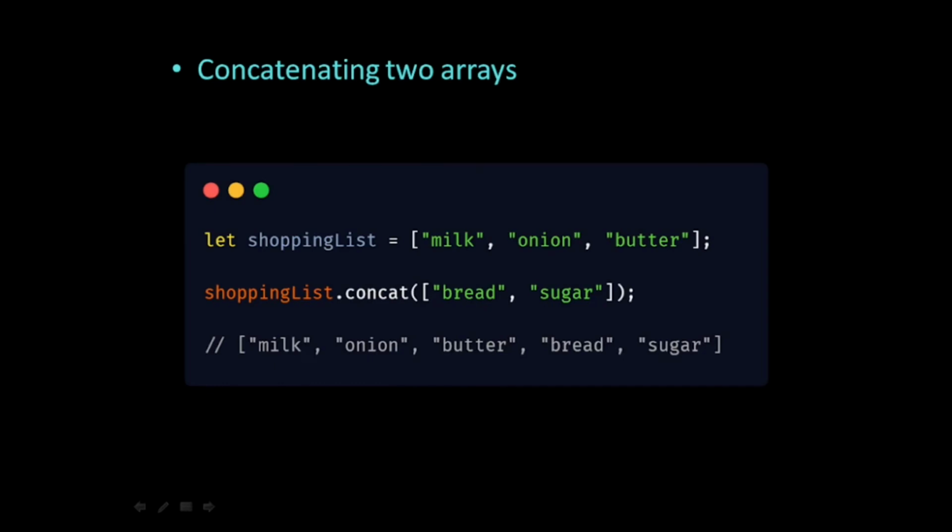We can also concatenate two arrays using the concat method, but it also doesn't modify our array. Our shopping list array stays the same, but this operation returns a new array.